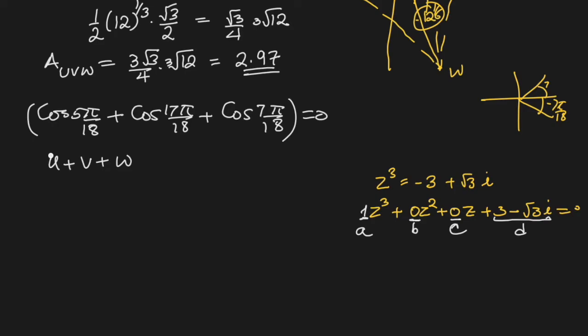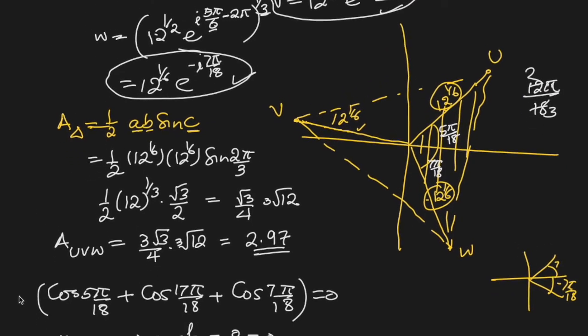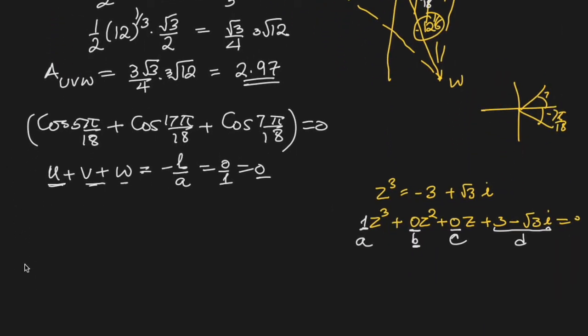They are asking us to take help of the sum of the roots. The sum of the roots of any cubic equation is minus b over a. So minus b means minus 0, and that is 0 over 1, which is 0. That means the sum of the roots is definitely 0. And we have to substitute u, v and w now. U was 12 to the 1/6, 5 pi over 18, yes, that one.